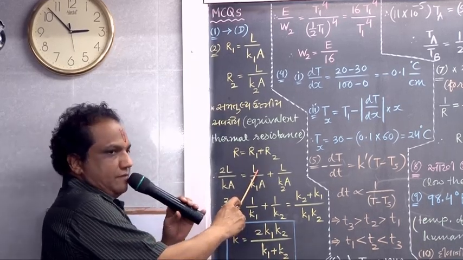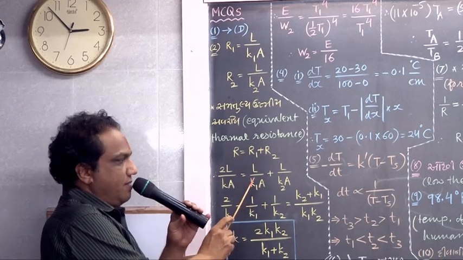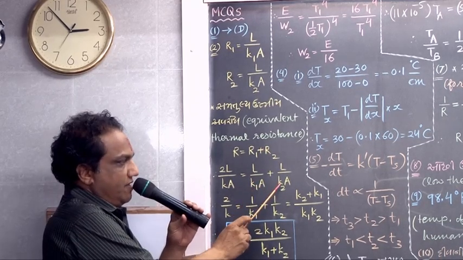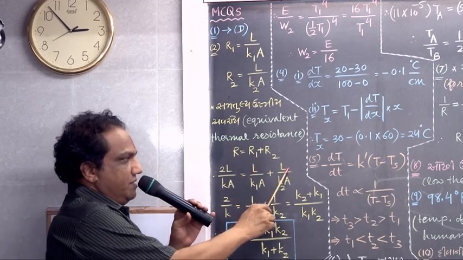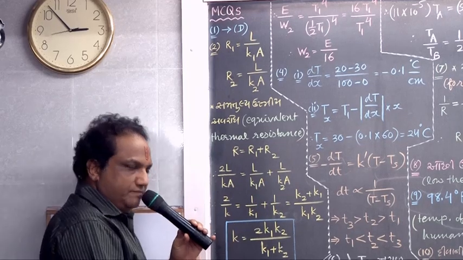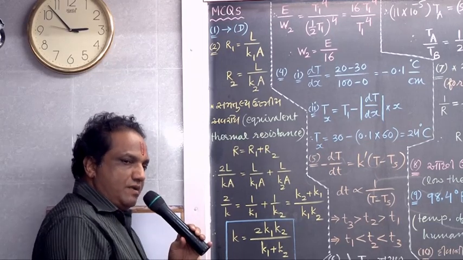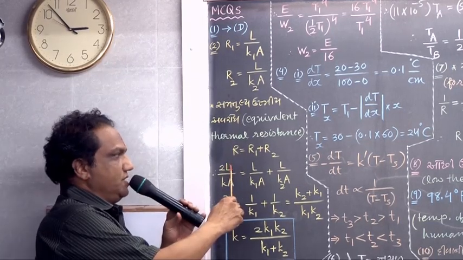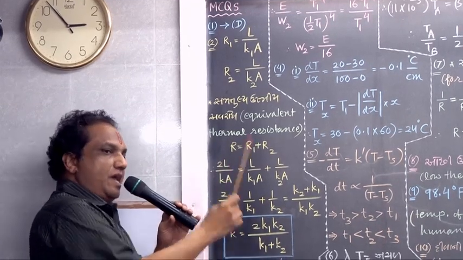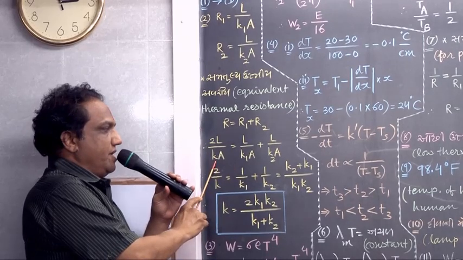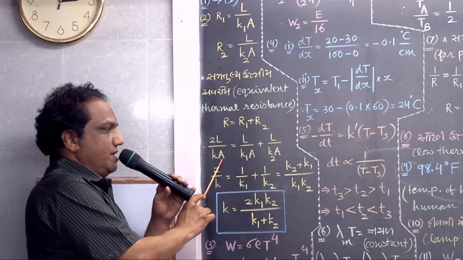Length I am taking L. Cross-sectional area A. For thermal conductivity of first slab I am writing K1. Here I am writing for the second slab K2. Because they have given two slabs of same length, same cross-sectional area. But for the composite slab, I am supposed to write total thickness, L plus L, that is 2L. And equivalent thermal conductivity I am taking K, and its cross-sectional area is also the same, A.